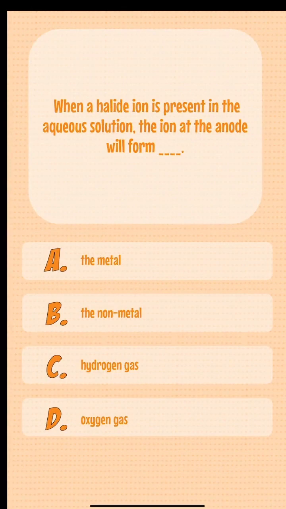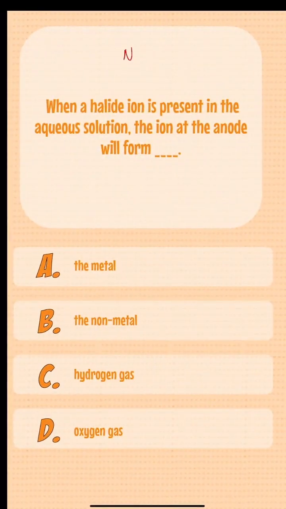When a halide ion is present in the aqueous solution, the ion at the anode will form... We said this already, the answer already to this one. I think I put it in twice. Wait, have we done this one? And at the anode, so you guys are saying B, it will form the non-metal. So if we had sodium chloride at the anode, we're going to have chlorine, and it's going to form Cl2 gas. That's what we wrote in our notes. The answer is going to be the non-metal, yep, well done. Answer's B.